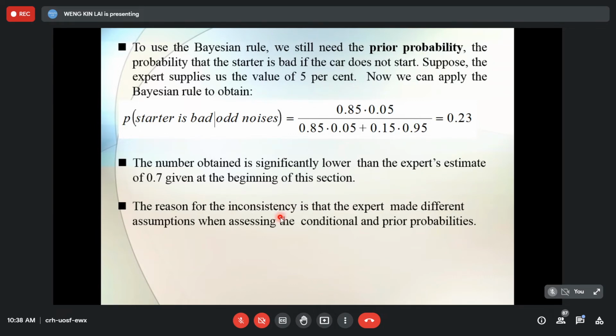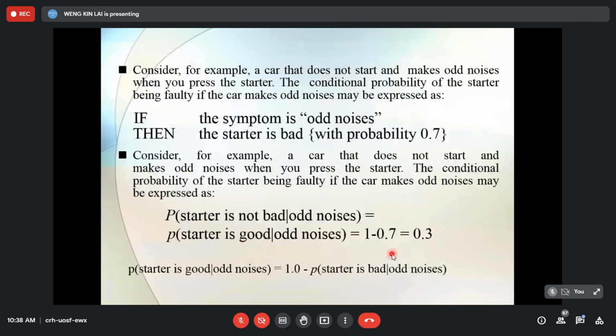The reason for this inconsistency, the two values are not the same, is that the expert made different assumptions. The experts make some assumptions when looking at these conditional and prior probabilities. That means the posterior as well as the prior probabilities. Of course, he or she will not tell you, but I guess when you ask the person, what's the chance of the starter being bad, given that when I start the car, it is making odd sounds, odd noises.